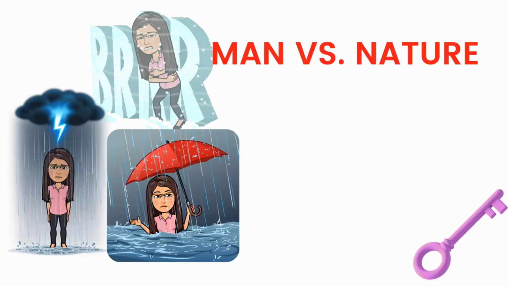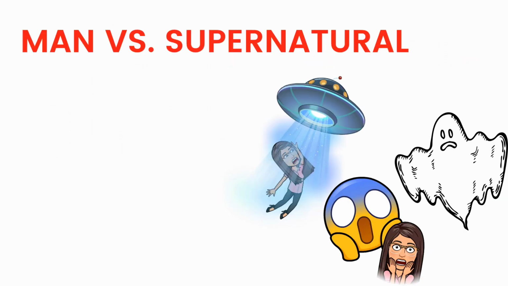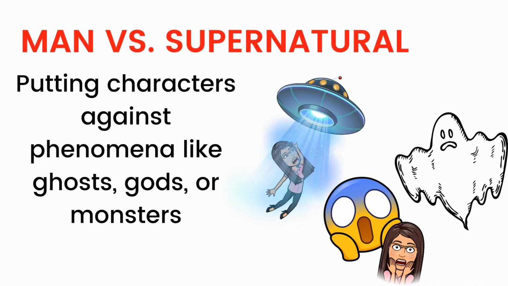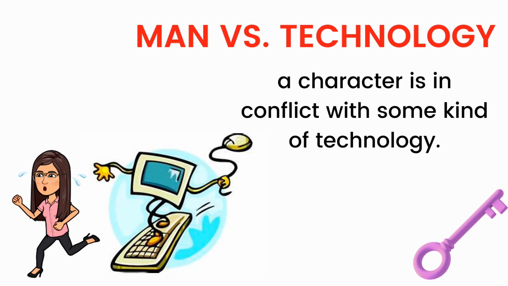The third one, man versus nature. A character is set in opposition to nature, such as the weather, the wilderness, or a natural disaster. We also have man versus supernatural, putting characters against phenomena like ghosts, gods, or monsters. Then we have man versus technology. A character is in conflict with some kind of technology.